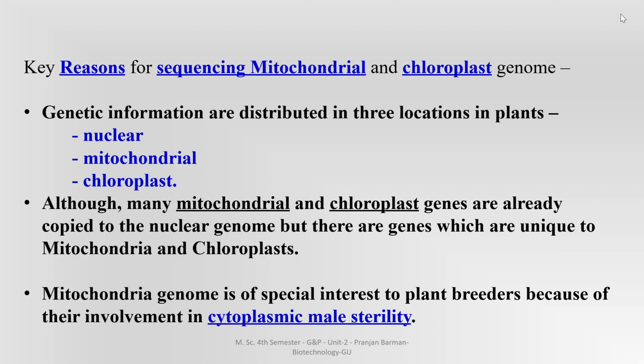Actually, many of the very significant plant expressions are related to the mitochondrial and chloroplast genome. One example is cytoplasmic male sterility, which is very important while getting a new variety during crop improvement in plants for breeders.